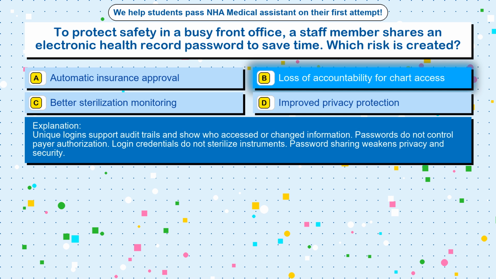Unique logins support audit trails and show who accessed or changed information. Passwords do not control payer authorization. Login credentials do not sterilize instruments. Password sharing weakens privacy and security.